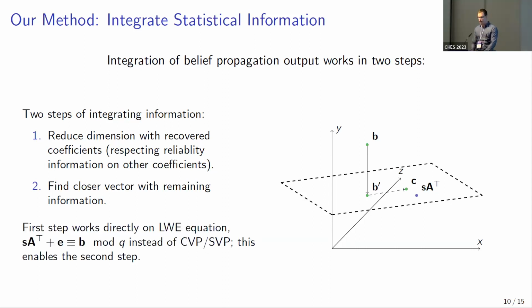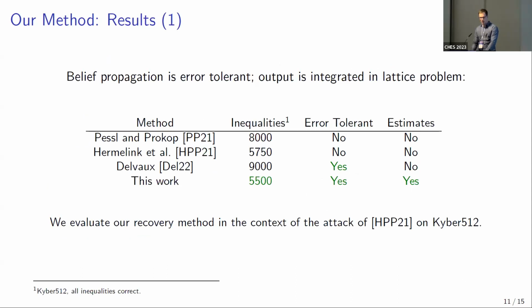And in total, this gives us the closest vector problem. The first step works directly on the LWE equation. So we do not immediately embed into a lattice problem. Instead, we work on the LWE equation directly. And then only in a second step, we embed into a closest vector problem, which is computationally more favorable because we have a closer vector.